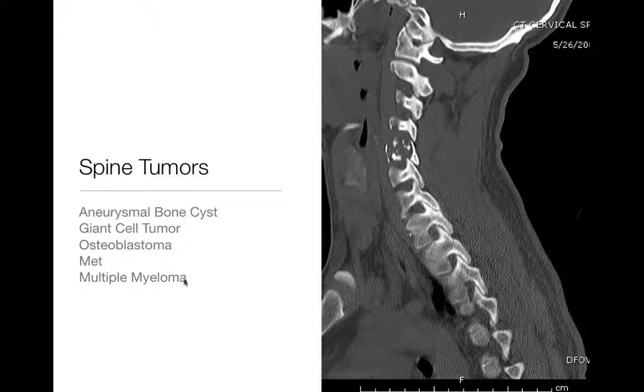So some of these more lytic expansile lesions, these are a good bet to consider for your differential diagnosis. You're going to use age to help you a little bit. Younger patient, ABC or osteoblastoma; they're more likely. In an older patient, Mets or multiple myeloma.